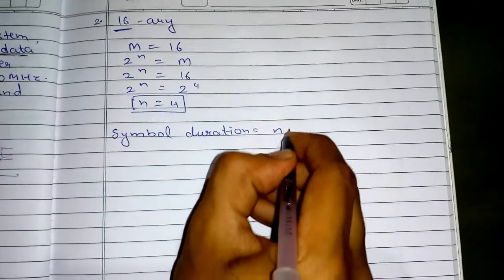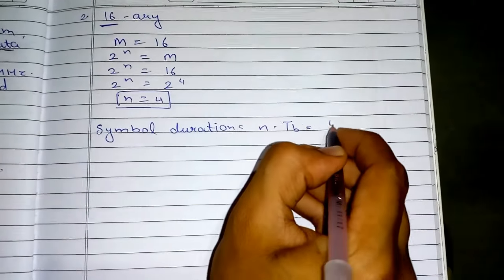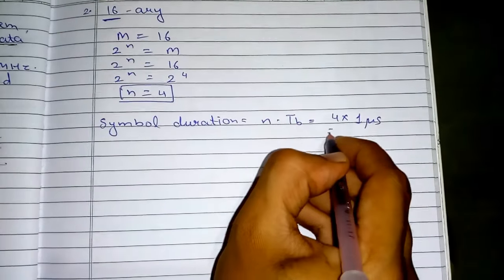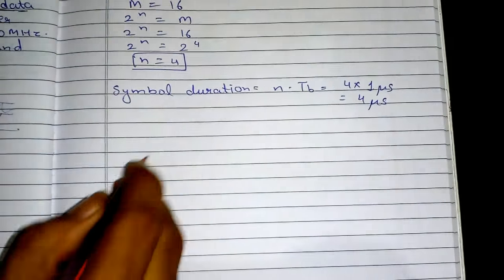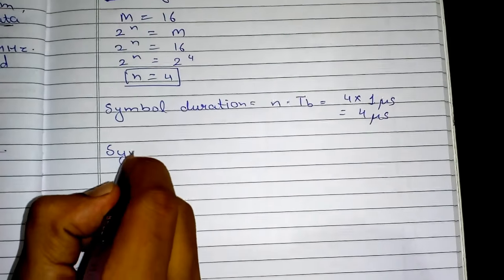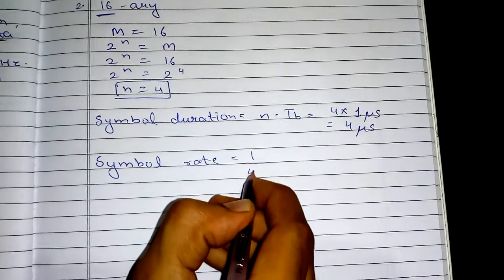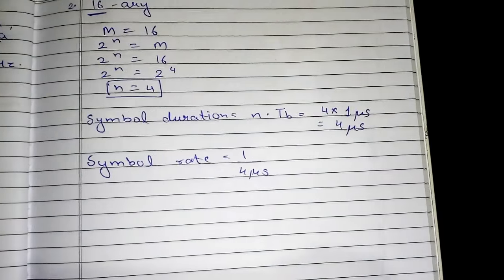That will be equal to N into TB, which is 4 into TB, same as previous, 1 microsecond, which comes out to be 4 microseconds. Then we need to find the symbol rate, which will be 1 upon 4 microseconds, and then you will get the answer.